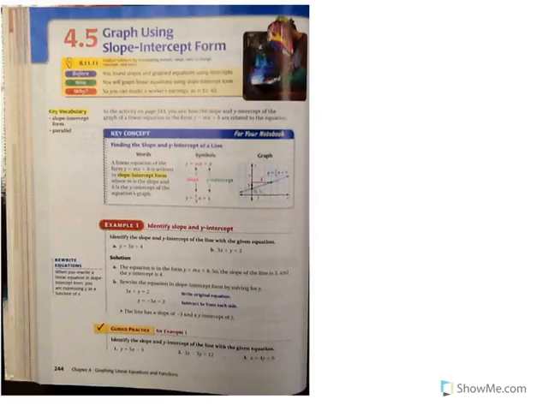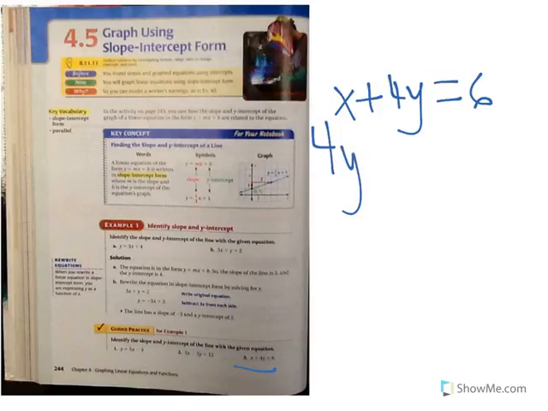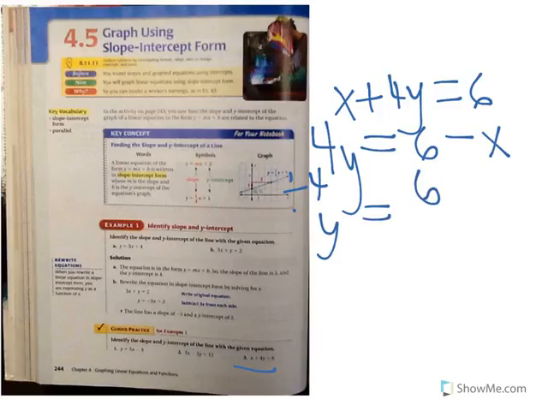So let's do this last one here. So x is equal to, oh wait, actually, let me correct that. It doesn't say x is equal to, it says x plus 4y is equal to 6. So we need to get the y by itself on one side, so we're going to subtract x from both sides, so we end up with 4y is equal to 6 minus x. Divide both sides by 4. We end up with y is equal to 6 divided by 4 minus x divided by 4.